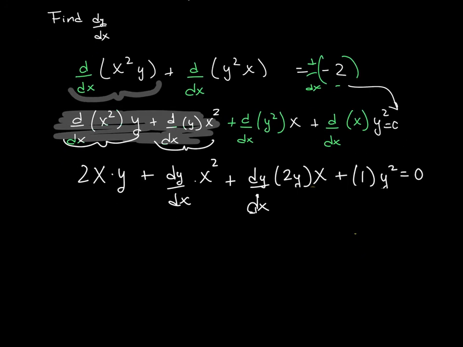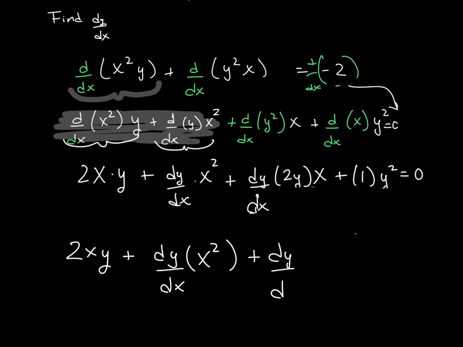Now I want to clean this up a little bit. I'm left with 2xy plus dy/dx of x squared plus dy/dx of 2xy plus y squared is equal to 0. At this point, I would recommend you go back and double check all of your signs, and double check you did all of the differentiation correctly.